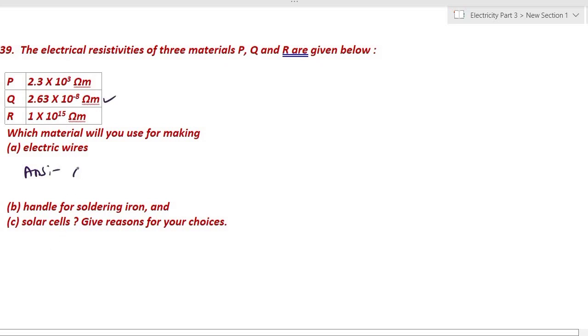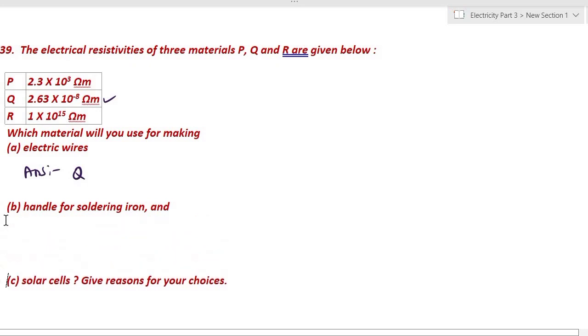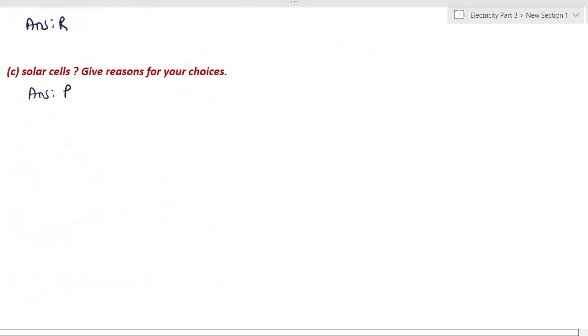Answer is option Q. Similarly, which material can be used as the handle for a soldering iron? The answer is option R. For solar cells, which produce more heat, the answer is option B. Option B is the correct answer.